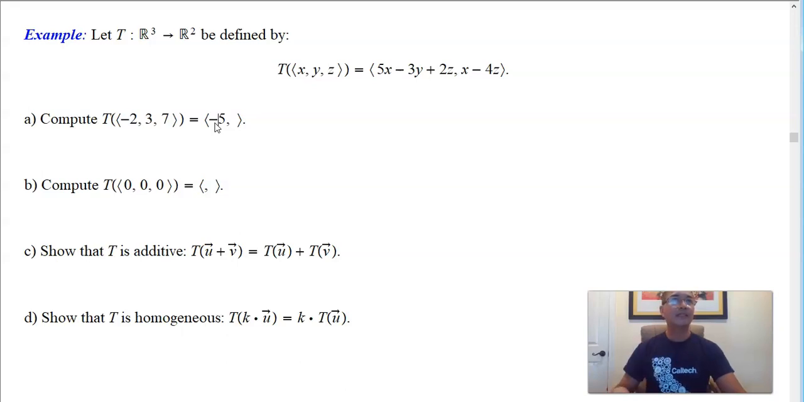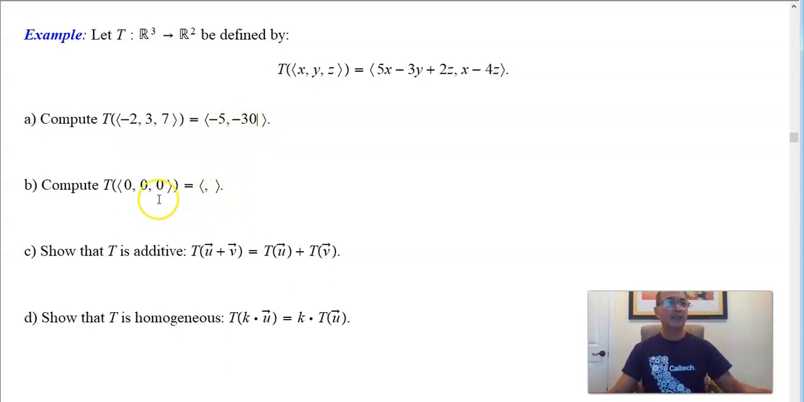All right, what about x minus 4z? So we have minus 2 minus 28. So that is, I believe, minus 30. Okay, so the output for this input vector is (-5, -30).